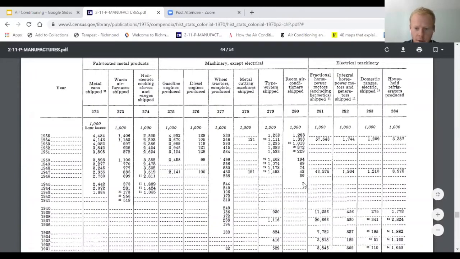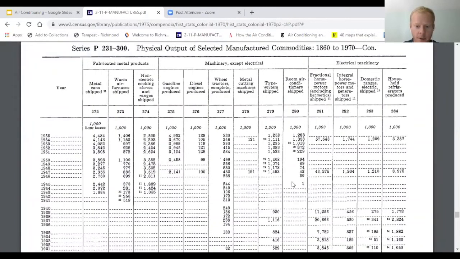And I want you to think about this. I want you to look at this table and tell me how many room air conditioners were shipped in 1945. So I want you to pause it when I think, and then write down the number you think room air conditioners were shipped in 1945. So in 3, 2, 1.